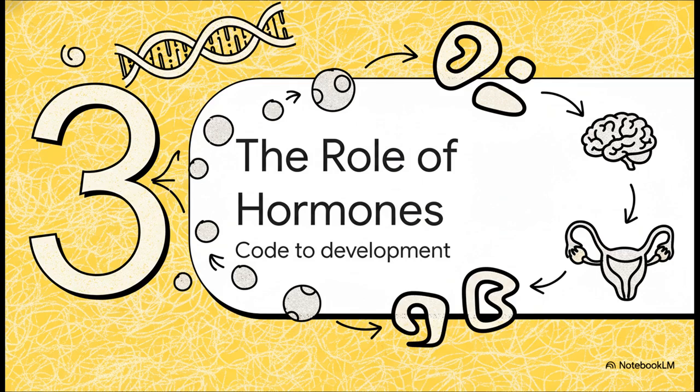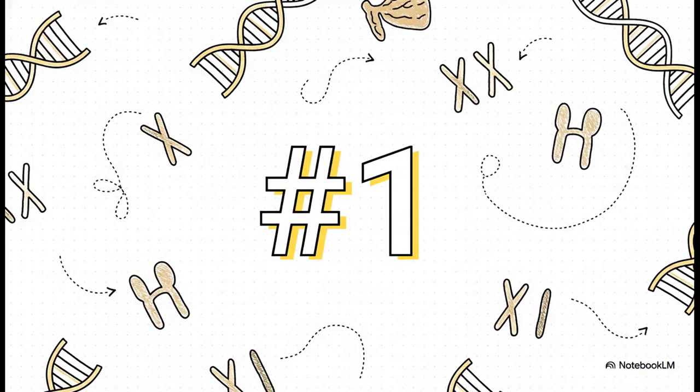Okay, so we've got the genetic code, but how does that code actually get translated into physical development? I mean, how do we get from genes to a person? Well, that's where hormones come in. They're like the chemical messengers that take the instructions from the genes and tell the body what to build. Now, when these hormonal signals get mixed or rerouted, it can lead to different outcomes. And it turns out that the single most common cause of DSDs in individuals with a 46XX karyotype is a condition called congenital adrenal hyperplasia, or CAH for short.